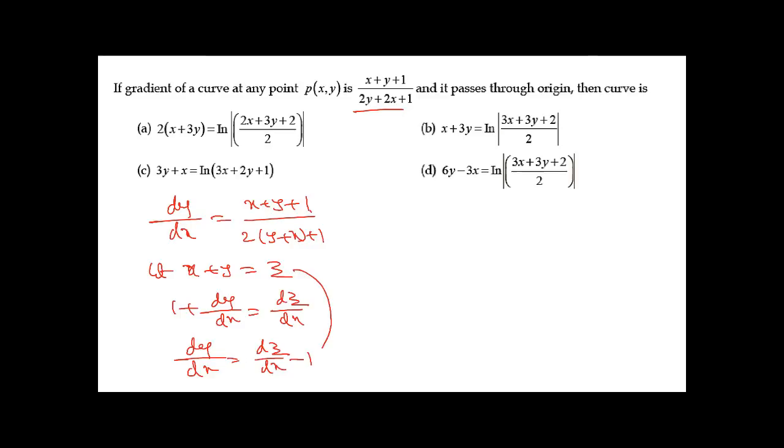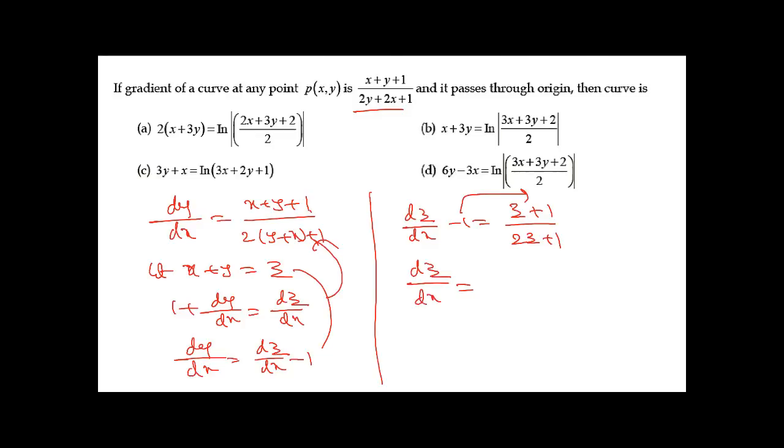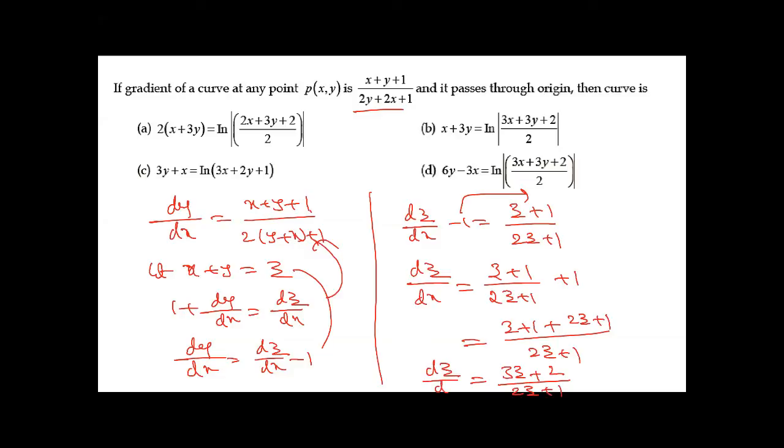So these two values substitute in this equation. The equation becomes dz by dx minus 1 equal to z plus 1 by 2z plus 1. This minus 1 bring that side. Automatically the equation becomes variable separable form. Z plus 1 by 2z plus 1 comes. So take LCM 2z plus 1, so that this is z plus 1 plus 2z plus 1. The entire thing is 3z plus 2 by 2z plus 1. This is dz by dx.